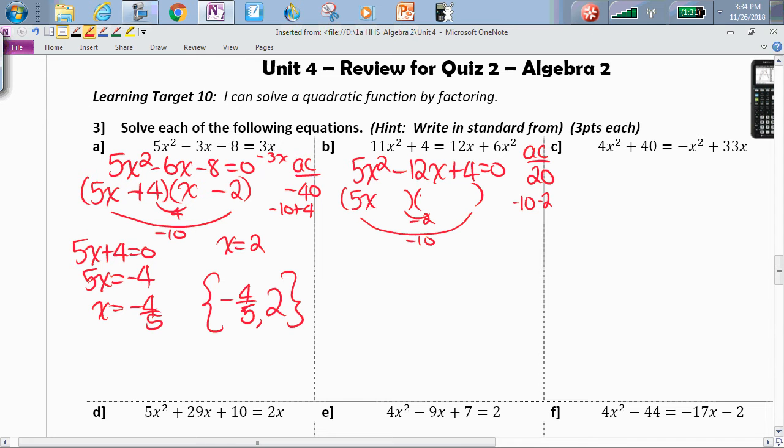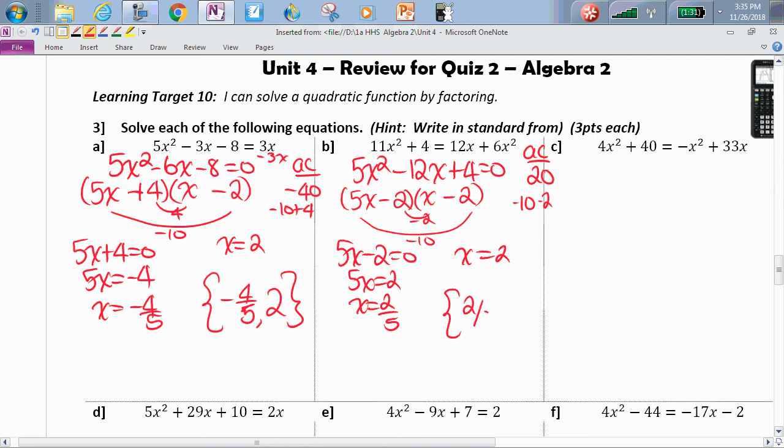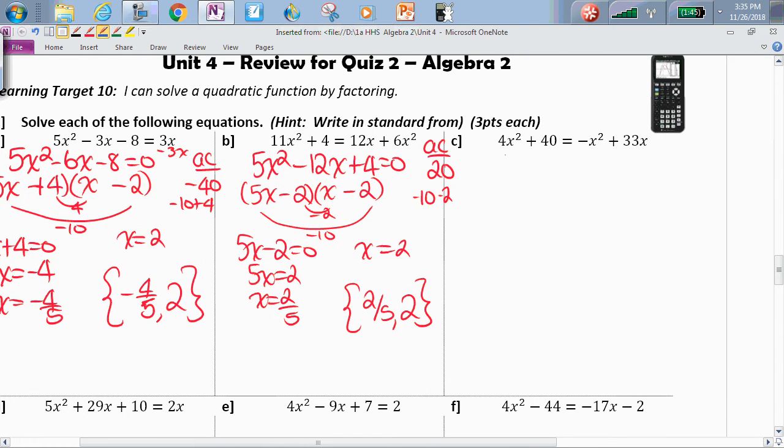I'll get a 5x squared again, so it'll be 5x and x because the first positions make 5x squared. I'm going to make a 4, so it can be 4 and 1, 2 and 2. 5x, negative 10 means this is negative 2. And that would also be negative 2 because this times something makes negative 2. We get 5x minus 2 equals 0. 5x equals 2, x equals 2/5, and x equals 2 again. So 2/5 and 2.